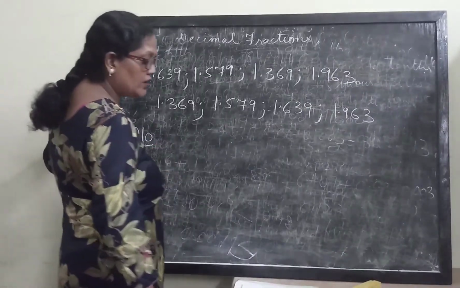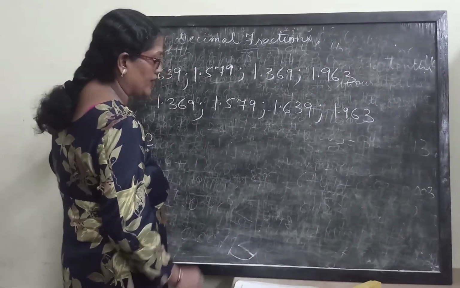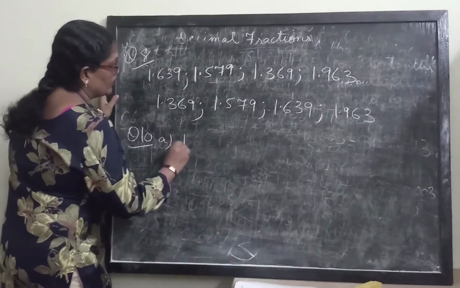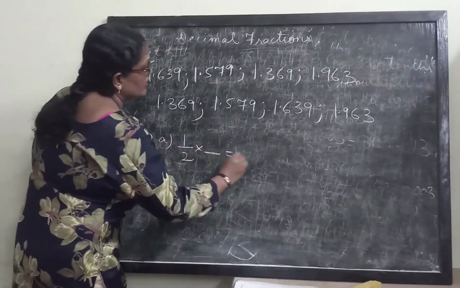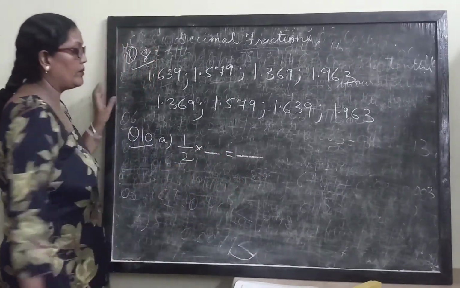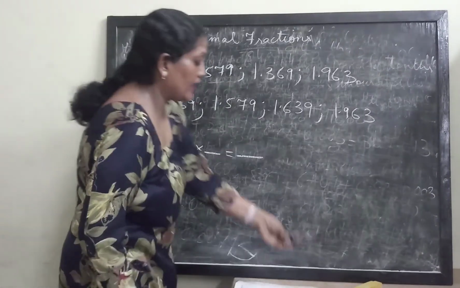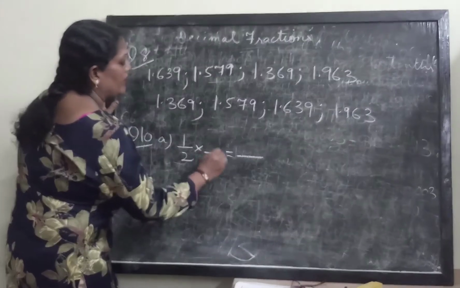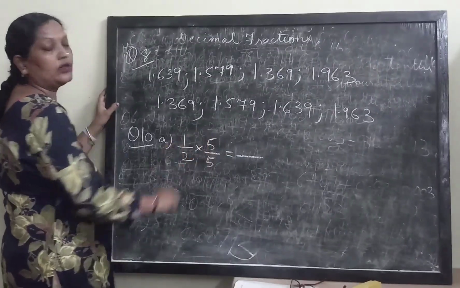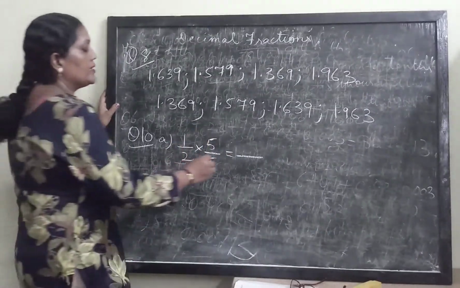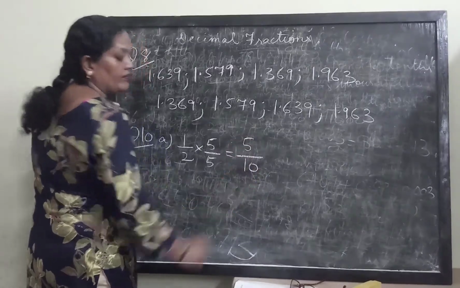Now convert the following common fraction in decimal fraction. 1 over 2. Now which number you will multiply to get the denominator? 2 5s are 10. We are getting 10 in the denominator. So we will multiply denominator and numerator both by 5. 5 1s are 5, 5 2s are 10.